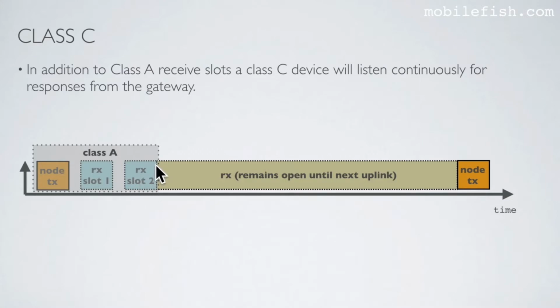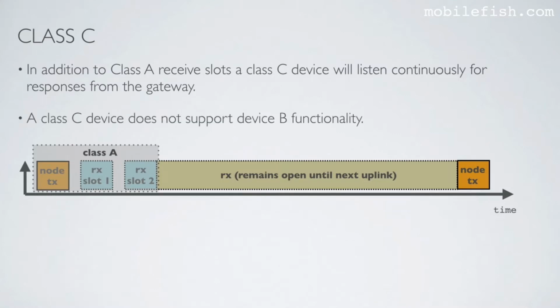And after these 2 receive slots, a Class C device will continue listening for responses from the gateway until the next uplink transmission. A Class C device does not support Class B functionality.